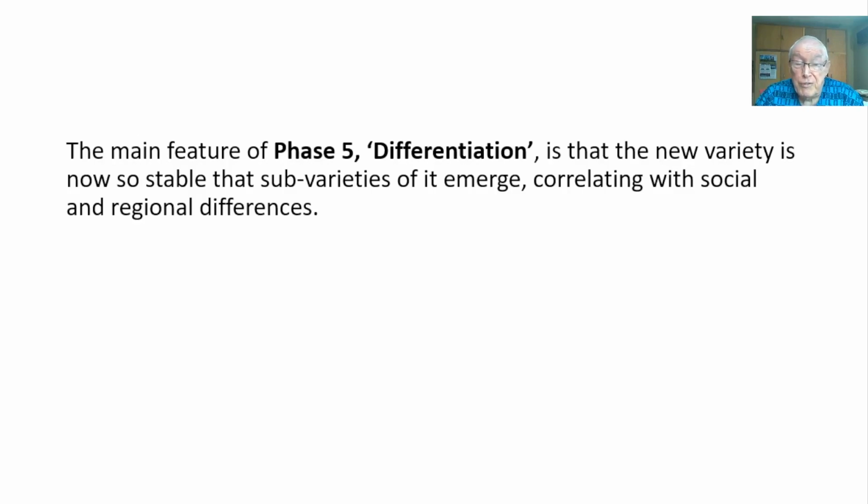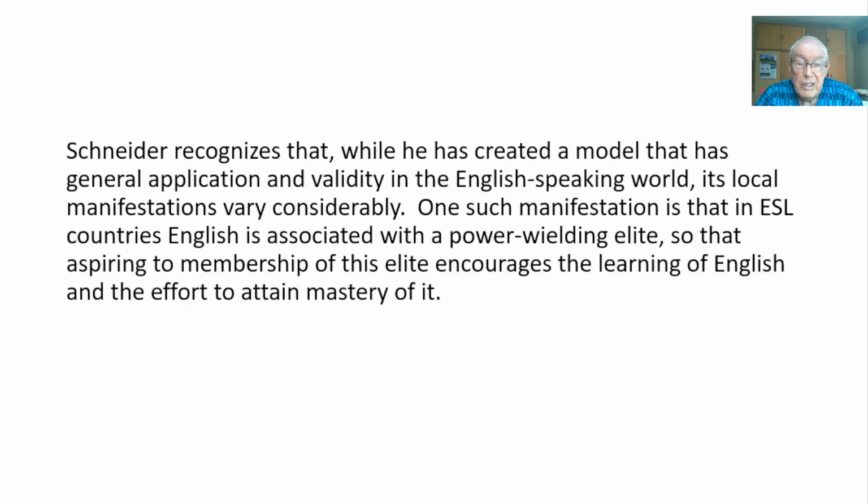The main feature of phase five, differentiation, is that the new variety is now so stable that sub-varieties of it emerge, correlating with social and regional differences. Schneider recognizes that while he has created a model that has general application and validity in the English-speaking world, its local manifestations vary considerably.